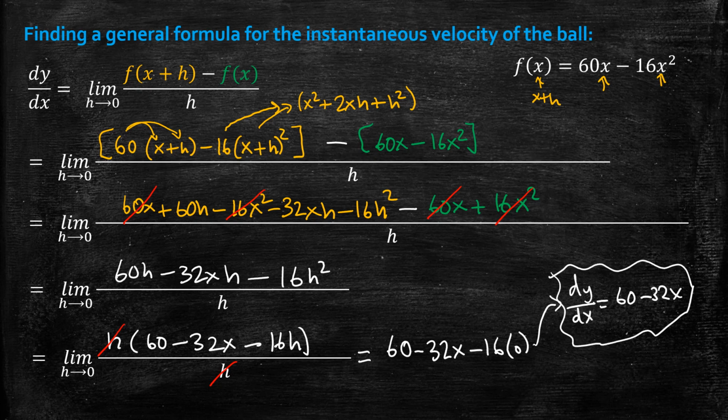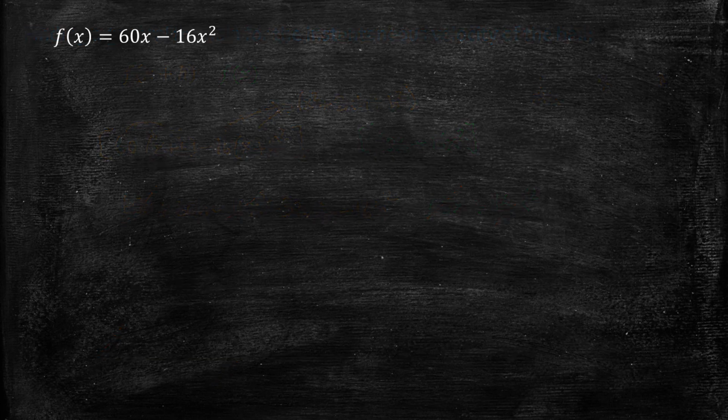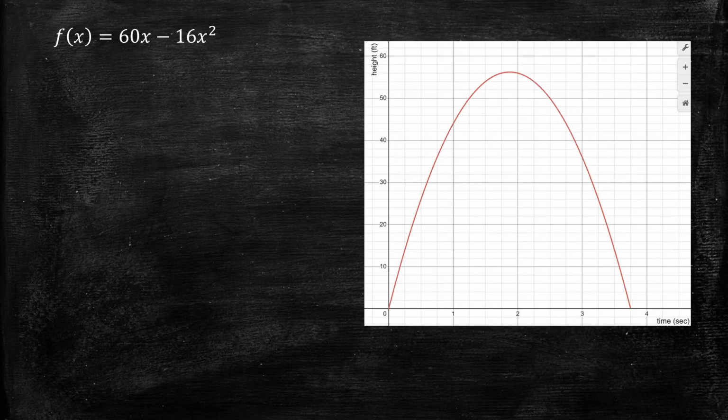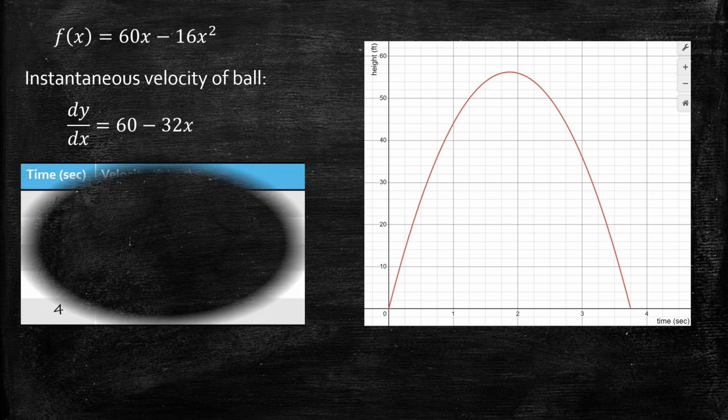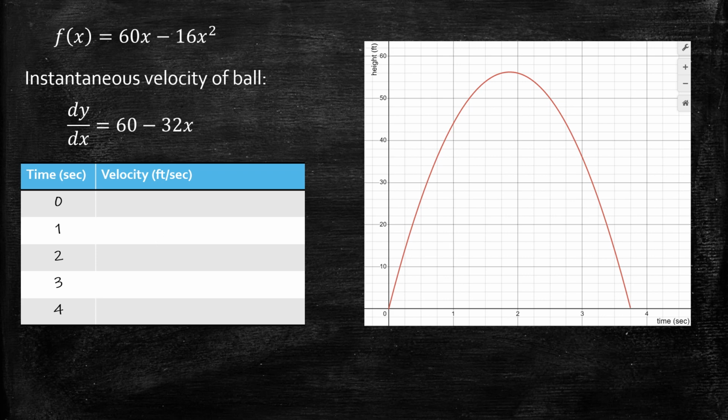So in the next slide, we'll see how that makes all our calculations that much easier. So let's recall the equation of the height of the ball at any time x and the graph of its motion. And in the previous slide, we derived the formula for the instantaneous velocity of the ball, which is 60 minus 32x. So we can actually use that now at various times to work out the velocity of the ball.